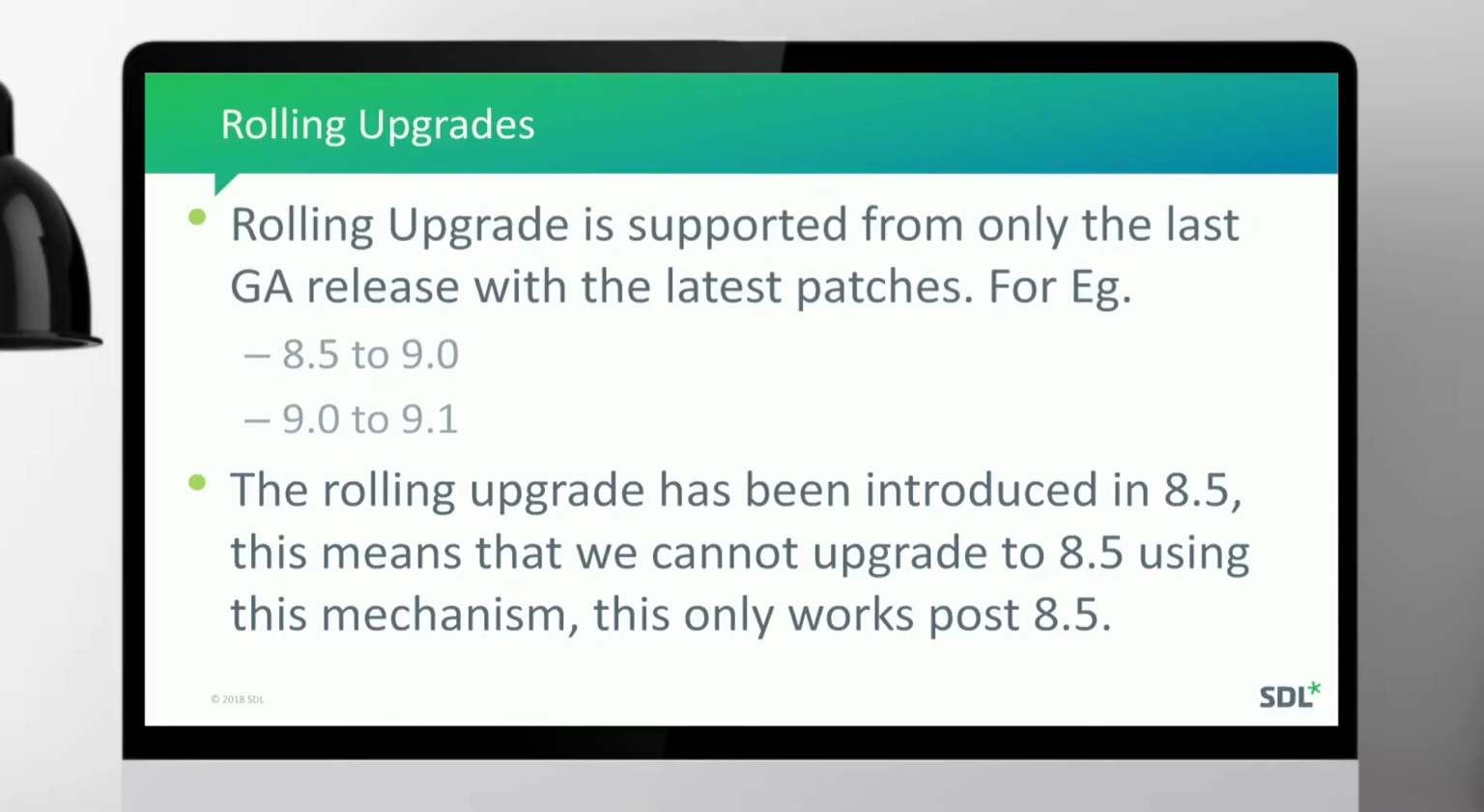Now, moving on to support. As we did discuss, the upgrade paths are a bit broader. We do support upgrade from 2013, but the rolling upgrade is only supported from the last GA release, which means for 9.0, rolling upgrades can only be leveraged from 8.5. And if we do have a 9.1 release, then it would be possible to upgrade to 9.1 only from 9.0, not from 8.5.